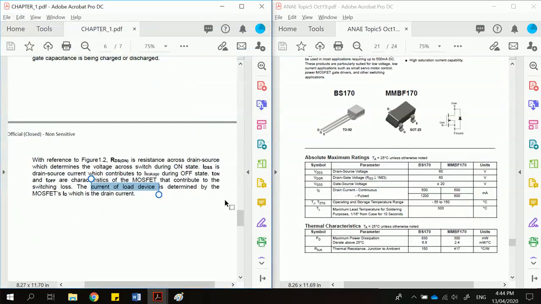Sorry, students, I'm switching different documents to help us see the whole picture. The current of the load device is determined. We need to select the MOSFET correctly, because the MOSFET ID, the drain current, will actually be limiting the load device, otherwise the MOSFET will be damaged.